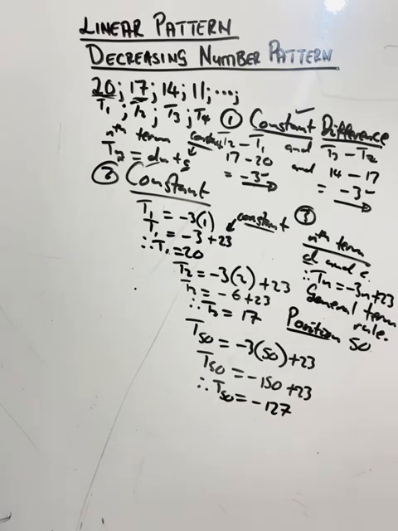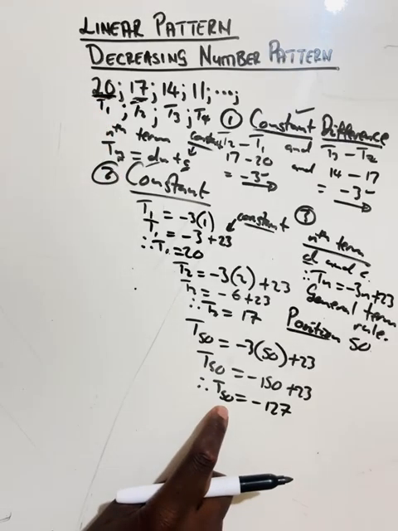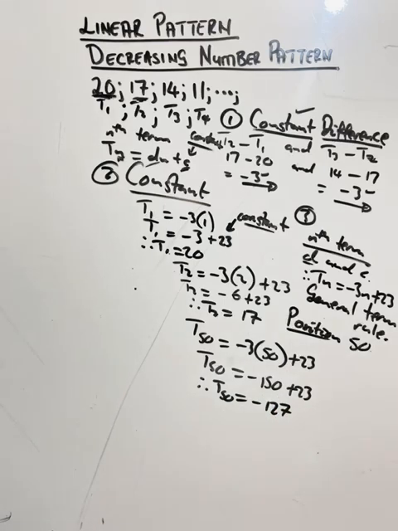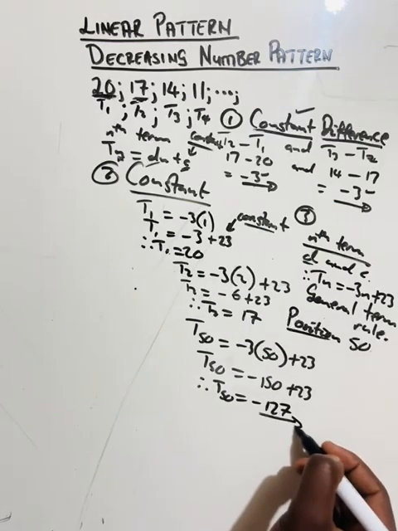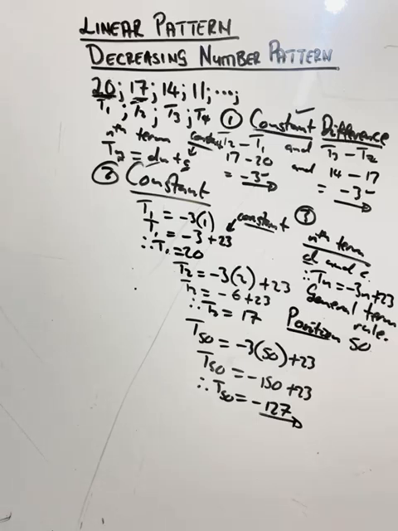Now, check where we started. The first term that we had was a positive 20, but by the time you get to the 50th term, you are now at negative 127, which is just a confirmation that what's happening? This is a decreasing pattern. Remember, the word decrease means something is becoming less, right?